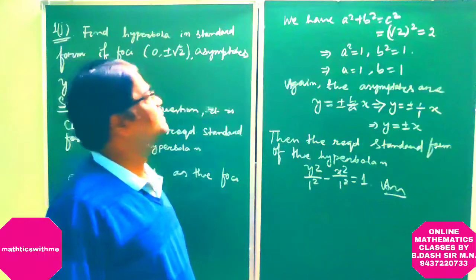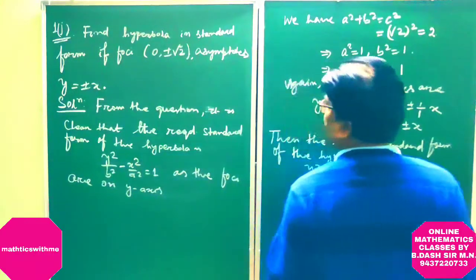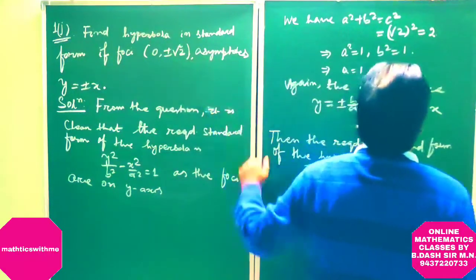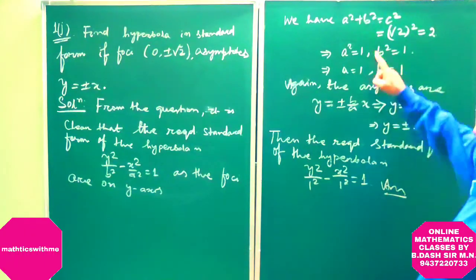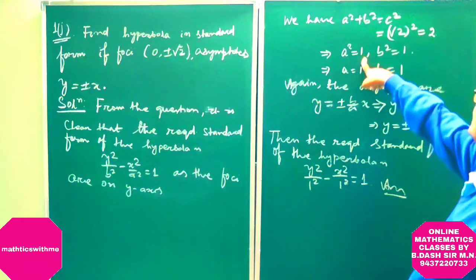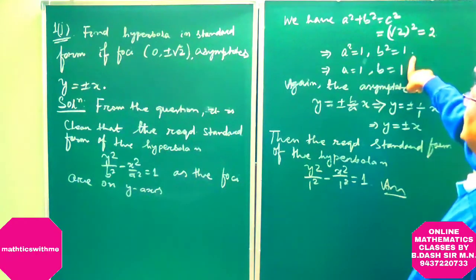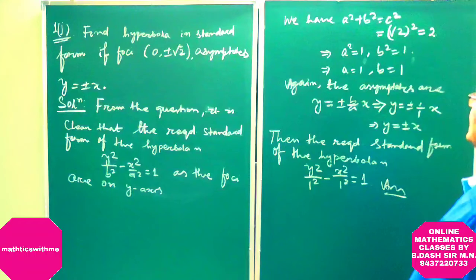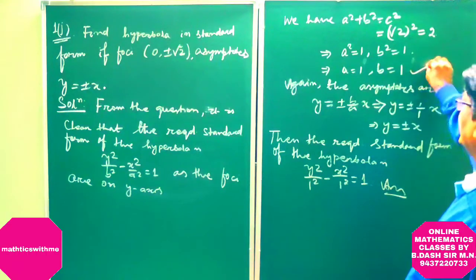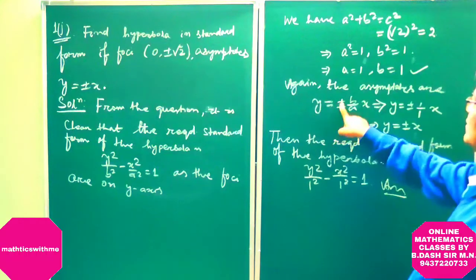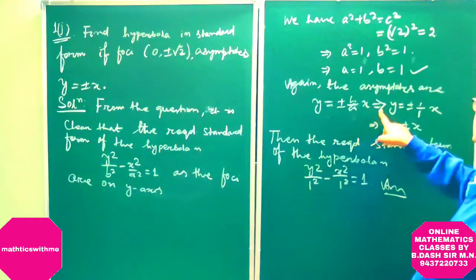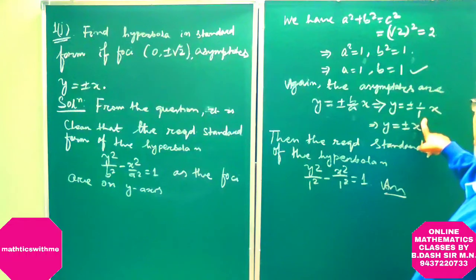We know a square plus b square is equal to c square, and c is here root 2, so therefore c square is equal to 2. Therefore obviously a square is equal to 1, b square is equal to 1, by which we get a is equal to 1, b is equal to 1. Again, it is given y is equal to plus minus x, and we know y is equal to plus minus b by a x. So clearly a is equal to 1, b is equal to 1.